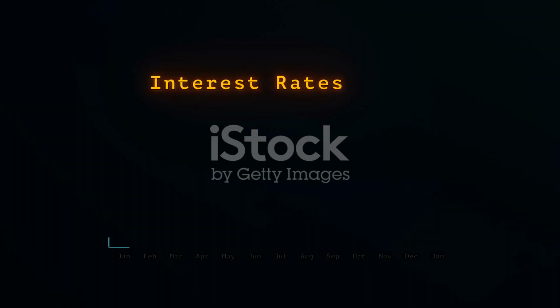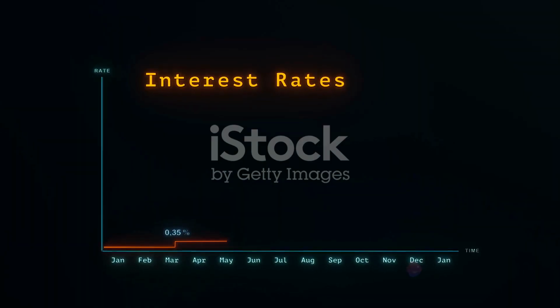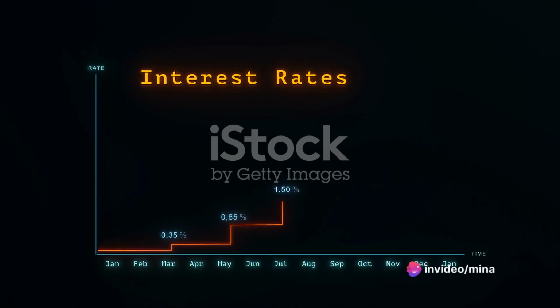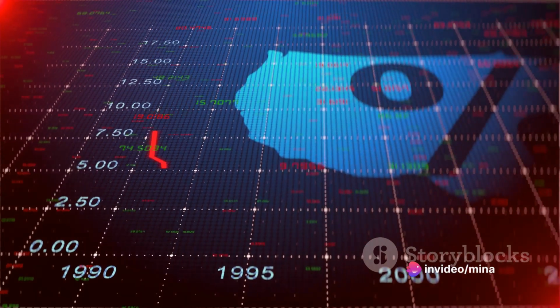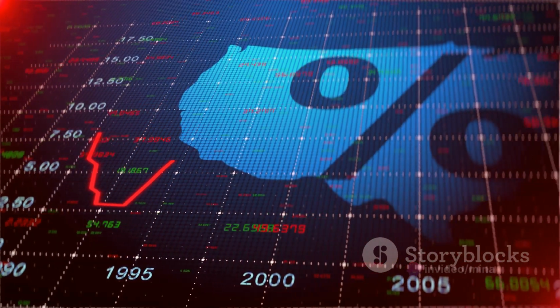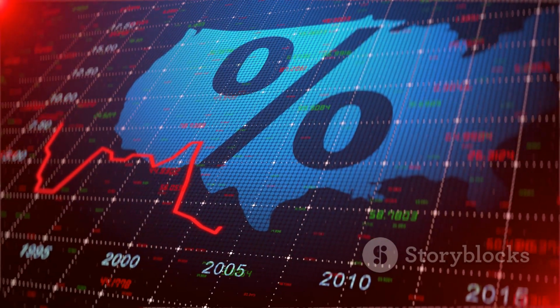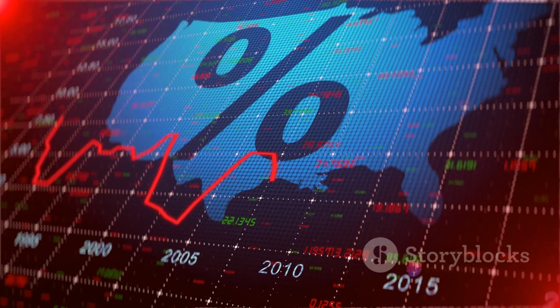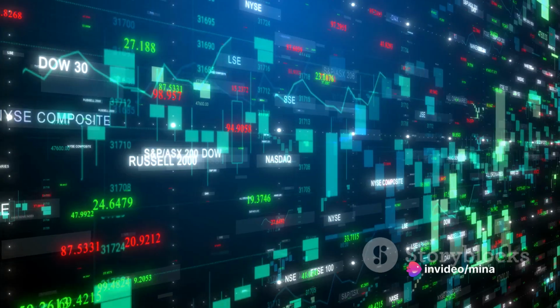Now, what about interest rates? These are set by a country's central bank and are a key tool for controlling inflation and managing the economy. When interest rates are high, borrowing costs increase, which can slow economic activity. However, for investors, high interest rates can be attractive as they offer higher returns on investments such as bonds and savings accounts. So how do market trends come into play?